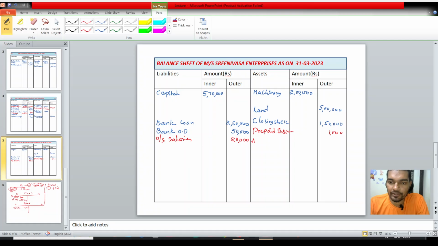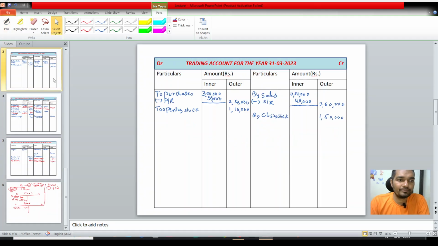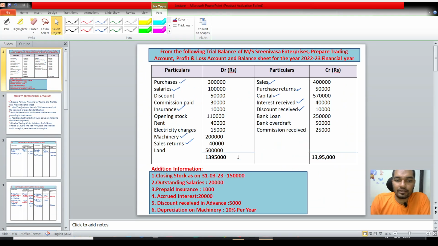First we have added it to the interest, that income. Second, we have to show it under the asset side, accrued interest 20,000 rupees. Next one, the discount received in advance. This is again the opposite of accrued interest.